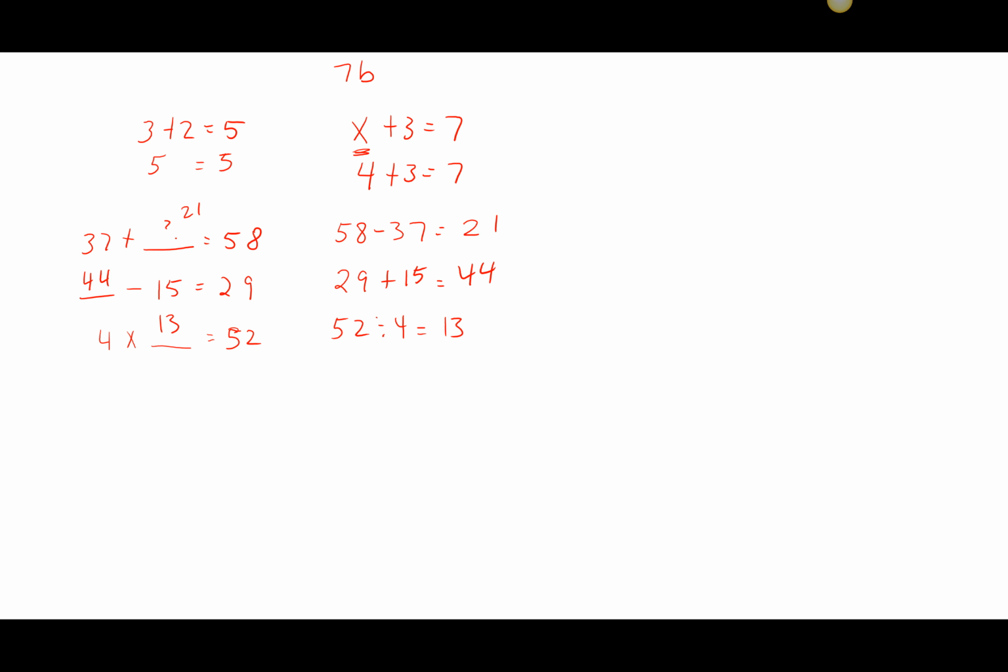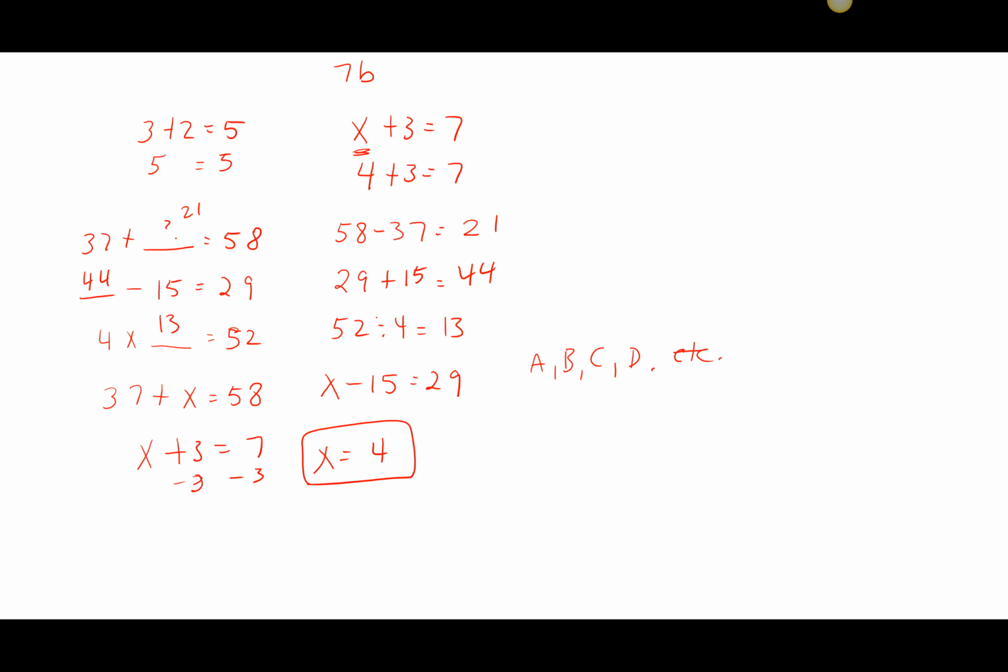So instead of blanks, we could have used letters. So 37 plus x equals 58 would be the same thing, or x minus 15 equals 29. You could also use A, B, C, D, and so forth. It doesn't matter, okay? Just any value. So for instance, if we had x plus 3 equals 7, if we subtract 3 from both sides, we know that x equals 4. And we'll do some more of these in just a minute, okay?